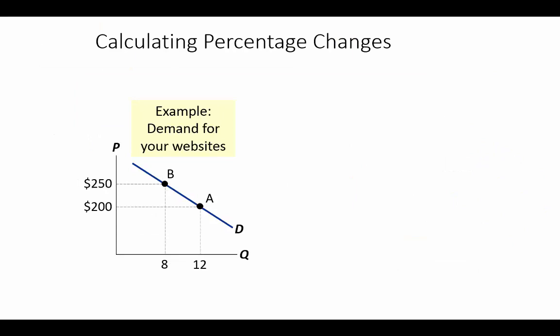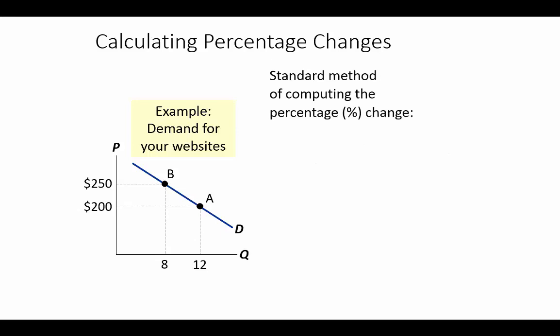Okay, now there's a problem. Let's say you run a website design company, and you know that at a price of $250, you could sell 8 units per month. At a price of $200, you could produce 12 websites per month. Now, how do we calculate elasticity here? Well, as we'll notice, it's going to depend on whether price is going up or down, and therefore quantity going up or down.